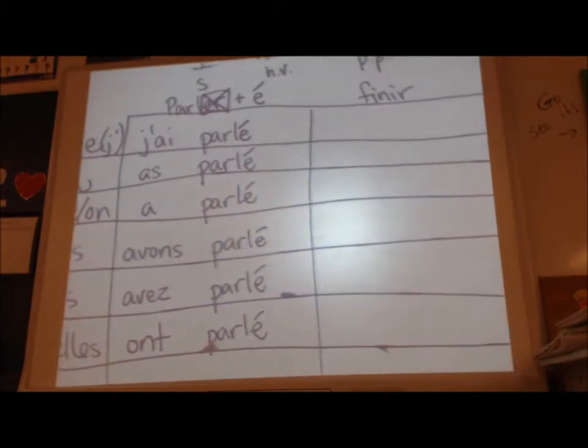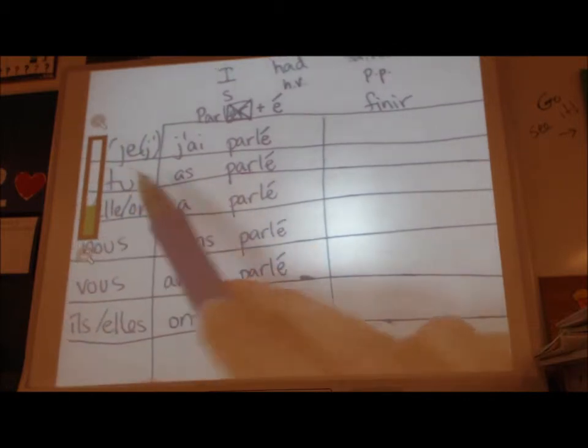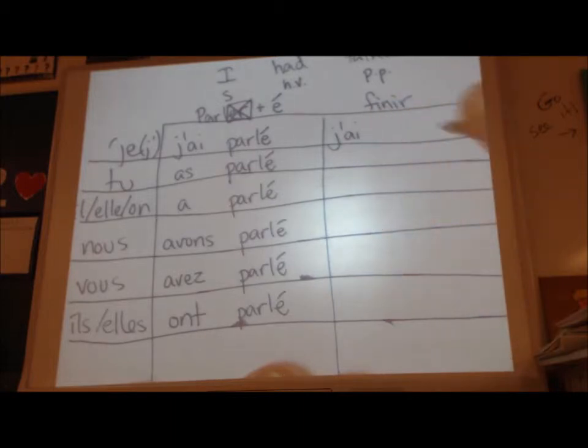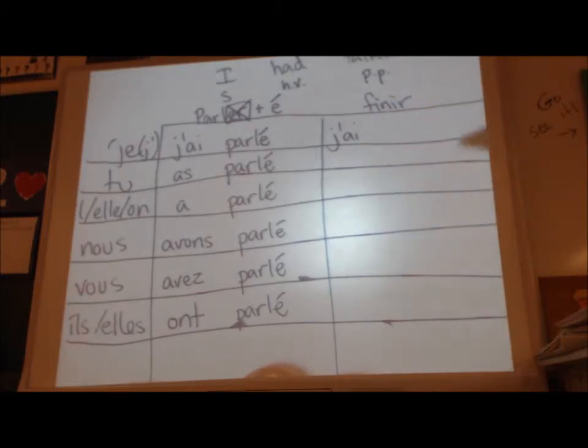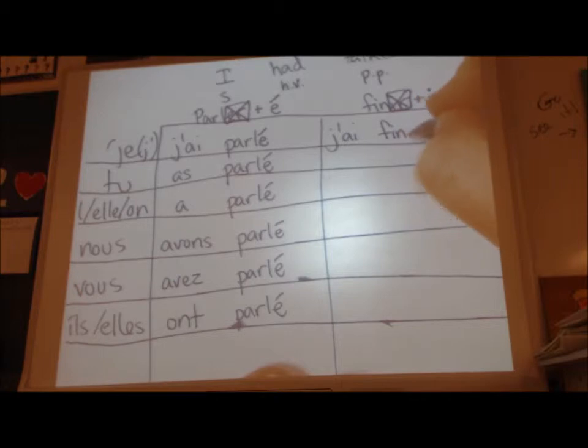All right, so moving over to finir. So we still have our subject here of je. I'm going to keep it just because it goes together with ai as j'ai. What you do with the IR verb now is you take off the IR and you add an I. So you're going to say j'ai fini. And this means I have finished, or also I finished. J'ai fini.